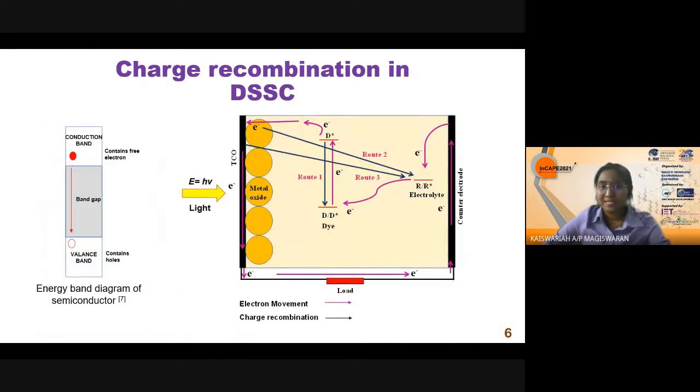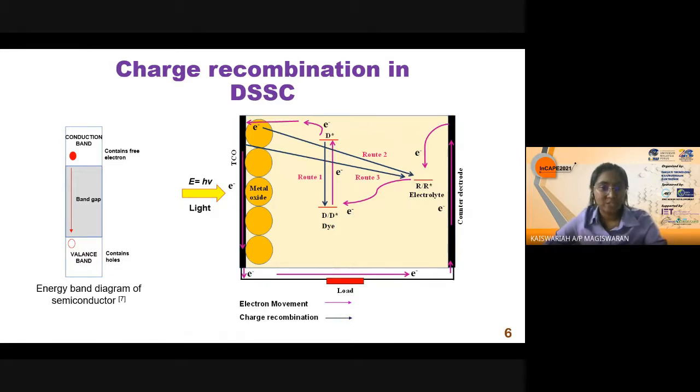One of the reasons is the charge recombination process that happens in the DSSC. Charge recombination happens when a free electron in the conduction band falls into a hole in the valence band. This electron hole pair will disappear as a result of recombination.